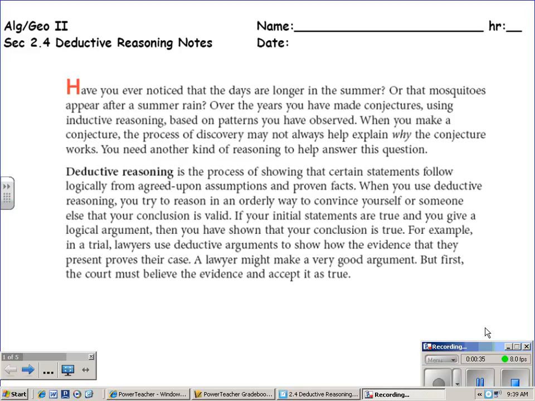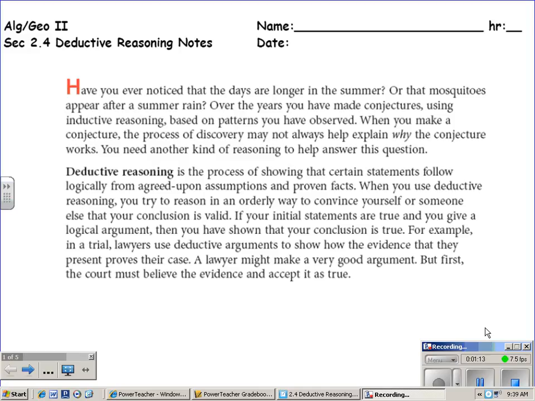Deductive reasoning is the process of showing that certain statements follow logically from agreed-upon assumptions and proven facts. We use deductive reasoning to reason in an orderly way. If your initial statements are true and you give a logical argument, then you have shown that your conclusion is true. For example, in a trial, lawyers use deductive arguments to show how the evidence that they present proves their case. First, the court must believe the evidence and accept it as true.